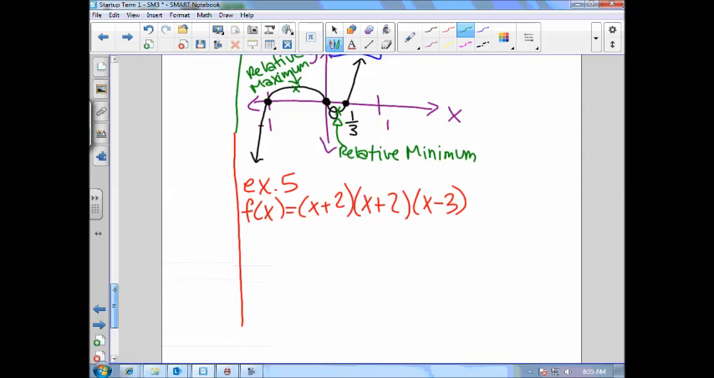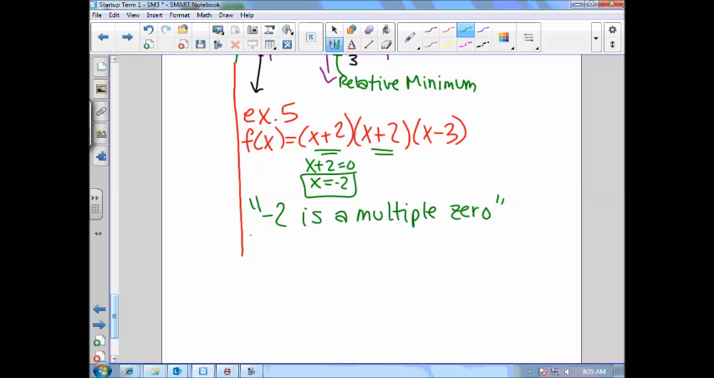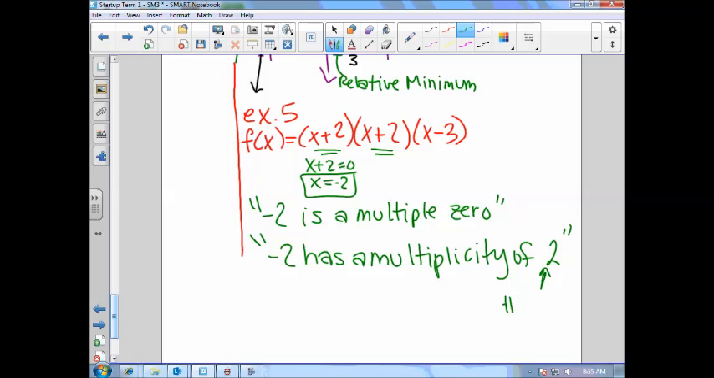Okay, back to example 5. Right here we have a repeated root. So if it's a repeated root, you solve, and get that the root is x equals -2. We say that -2 is a multiple zero. Or you say -2 has a multiplicity of 2, where 2 is the number of times repeated.